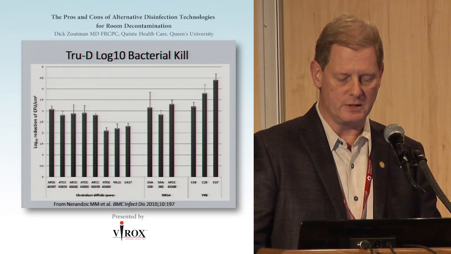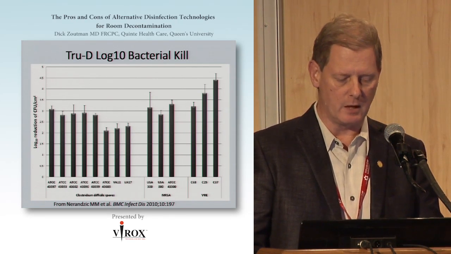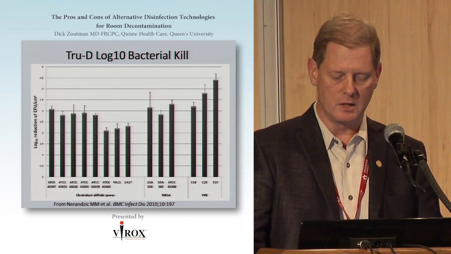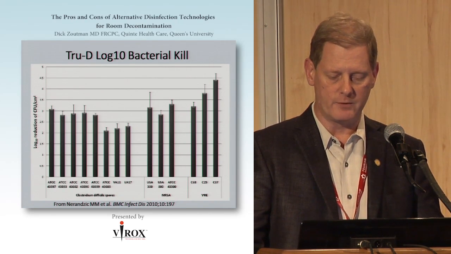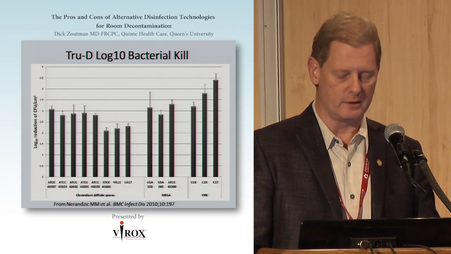So you can see their results here graphically. They used a number of C. difficile strains, spores, which is good. And you see the best was about 3 logs, lowest at about 2 logs. For MRSA, around 3 logs, and for VRE, between 3 and almost 4.5 log kill.